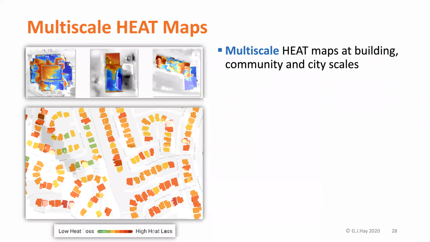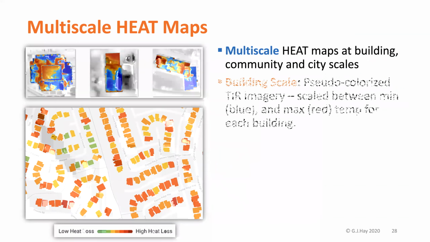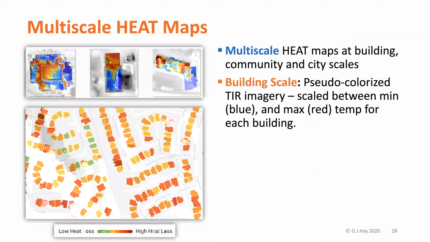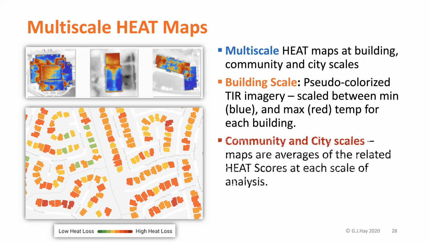So multi-scale heat maps can be created for individual buildings, at the community, and at city scale. So at the top left, we take the grayscale image and we colorize it from red to blue, and it's scaled from the minimum temperature of that building within the polygon to the maximum temperature of that building. This allows us to visually look at each building and compare them together. Then what we do is we take the average values that we get and we use those, or we take the thermal information and we create what we refer to as a heat score.